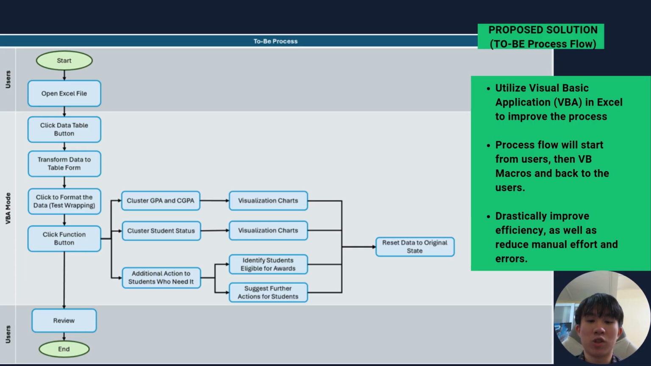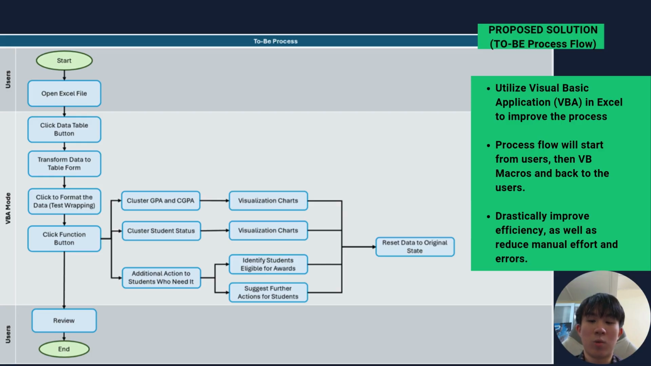In addition to visualizations, the process identifies students eligible for awards based on predefined criteria, as well as those who may require additional academic actions. For students requiring attention, the system suggests specific follow-up actions, ensuring no student is overlooked.